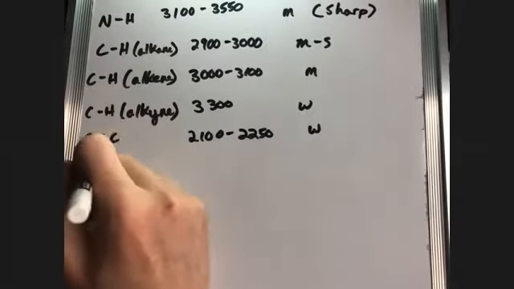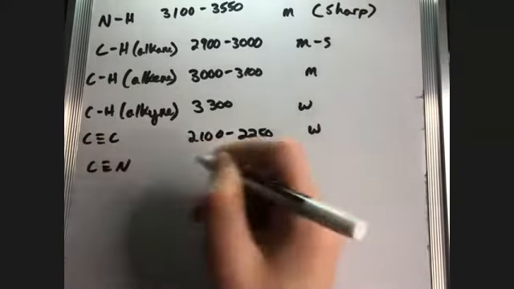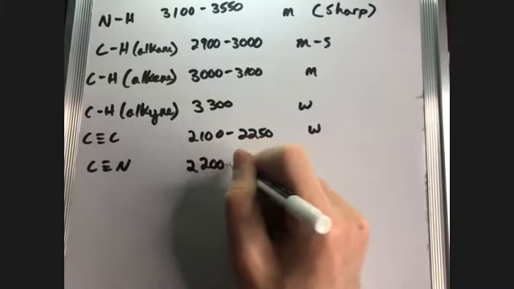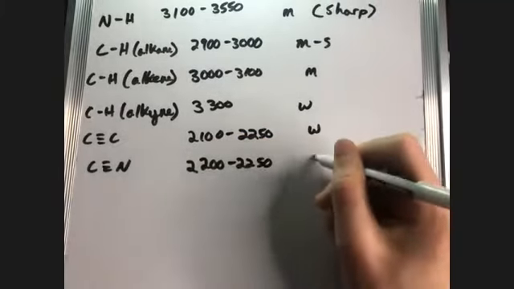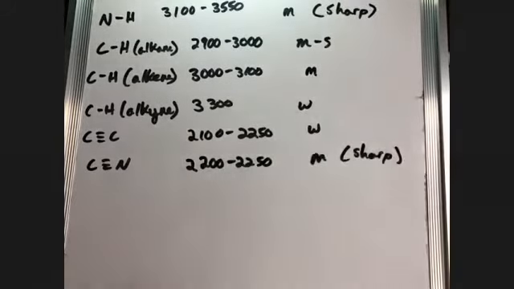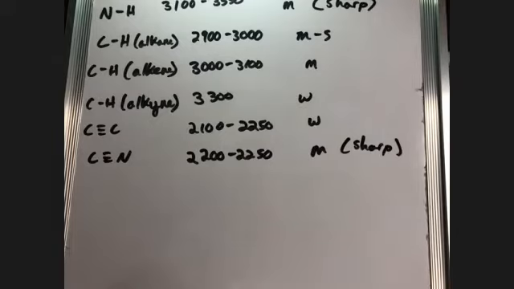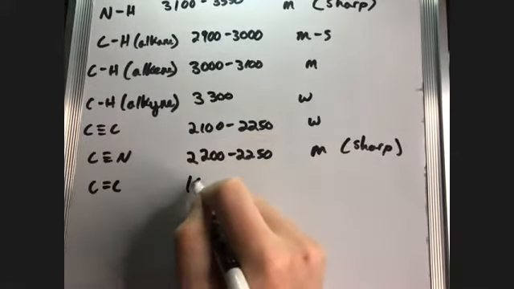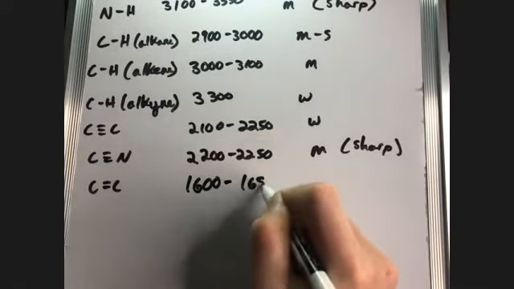And then we have a carbon-nitrogen triple bond. This is 2200 to 2250. This is medium strength, and it's usually pretty sharp too. And then, that's basically it, except we have a carbon-carbon double bond. So I forgot about this one, which is 1600 to 1680. This one's also medium.